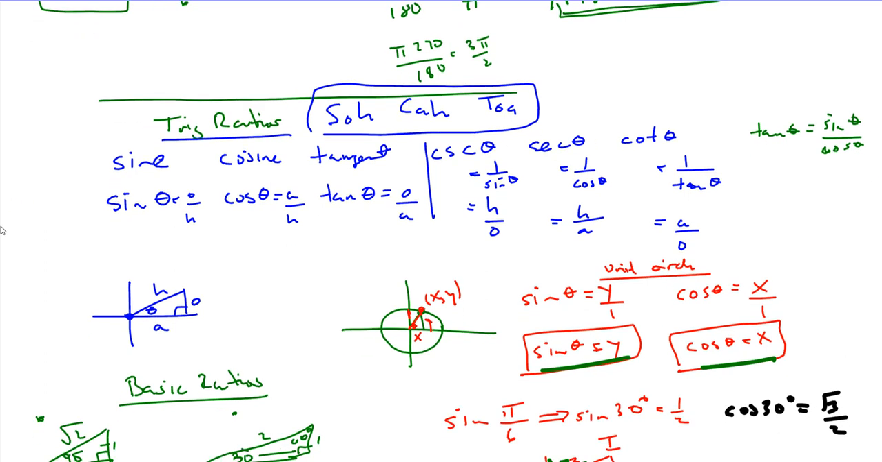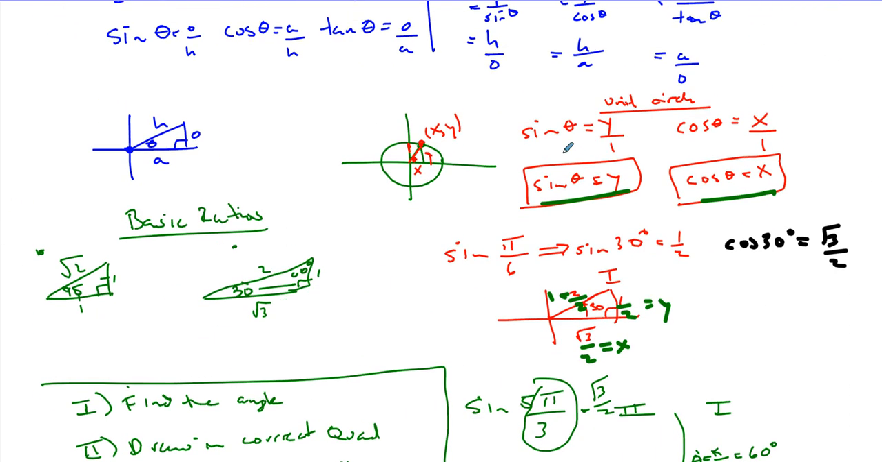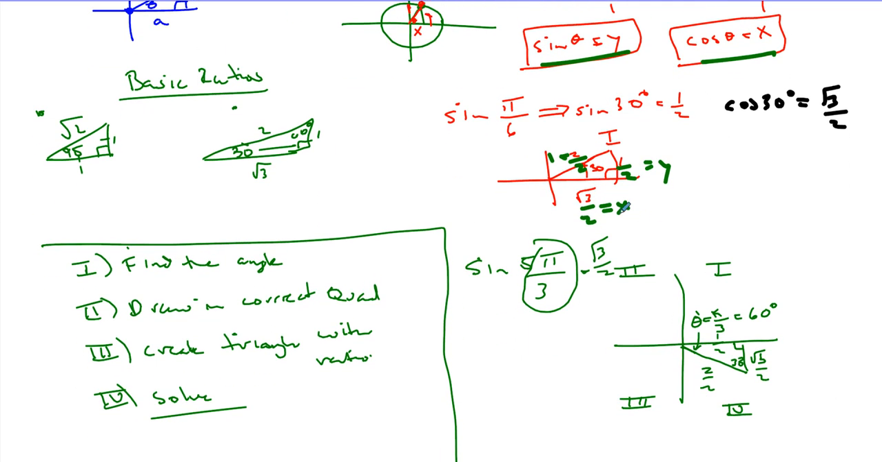All right, and from here, we can know that using the unit circle, sine is y, cosine is x, and using our trig identities and this little formula, we can draw out the triangle, find the angle, draw it in the correct quadrant, create a little triangle, and then just solve whatever we want to do with the ratio. All right, well, I hope this helps you.